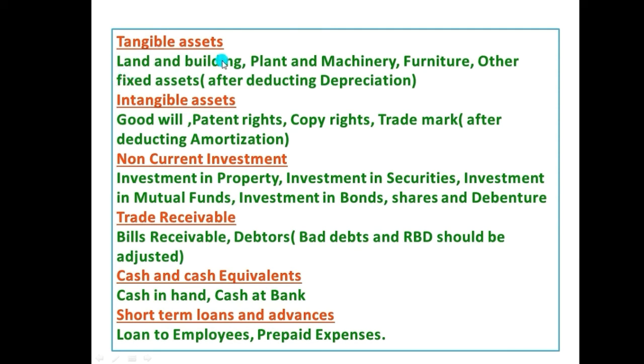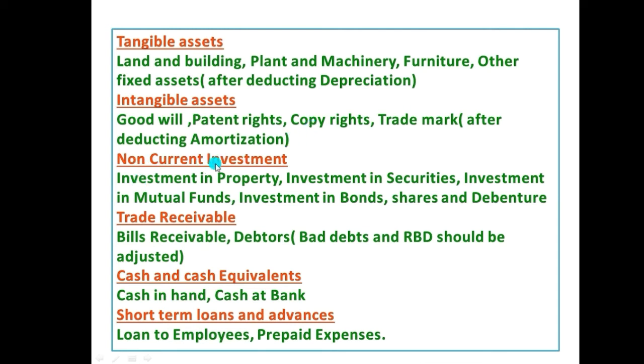Tangible assets like land and building, plant and machinery, furniture, other fixed assets. After deducting depreciation, the net amount we should write under tangible assets. Next heading is intangible assets. Under intangible assets, we need to open the working note and we should record goodwill, patent rights, copyrights, trademark. After deducting amortization, we need to record the amount in the balance sheet asset side.